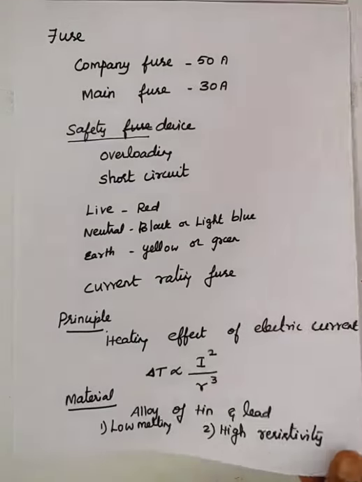But aluminium and copper cannot be used as the fuse wire. They are unsuitable to be used as the fuse wire because the resistivity of aluminium or copper is very low and their melting point is very high, of the order of 1080 degree Celsius. Because of these two things, they are unsuitable to be used as the fuse wire.